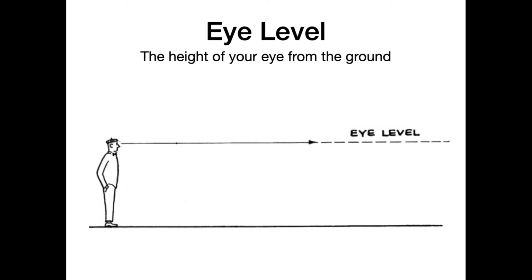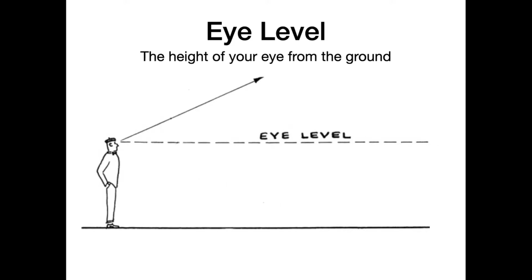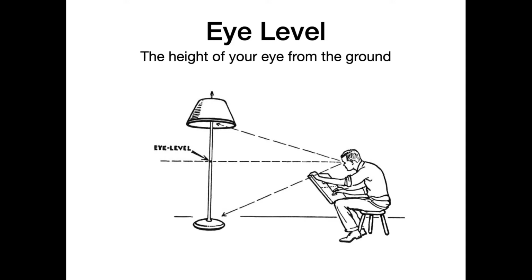Eye level. It is the height of your eyes from the ground. Very straightforward. Even if you are looking down, it does not move. It is still the same distance from the ground. Even if you are looking up, your eye level is still the same distance from the ground. Even if you're sitting down, your eye level is all about the relation of where your eyes are to the ground. Once again, it doesn't matter if you are looking up or looking down, the eye level will always be level with your eyeballs.